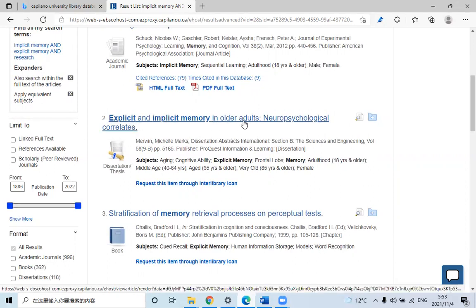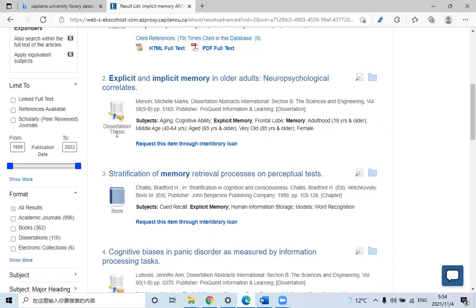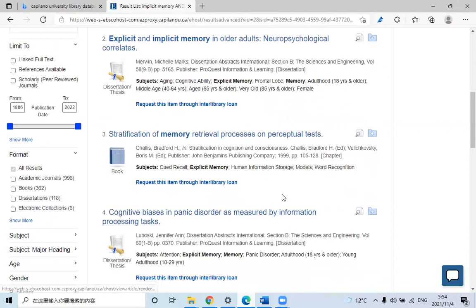Explicit and implicit memory in older adults, neuropsychological correlates. No, it doesn't have me that much. Also, this one doesn't have a full text. This is a dissertation. A dissertation thesis is usually very long, dozens and dozens, maybe more than 100 pages. So that's not a good choice. It takes a long time to read through.